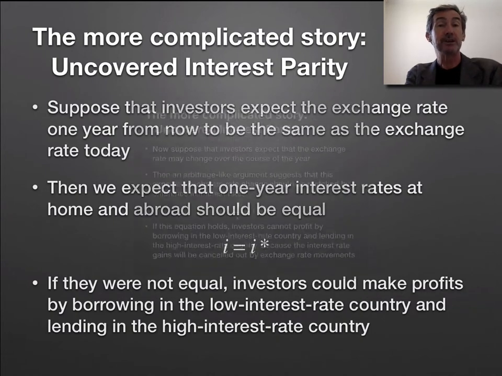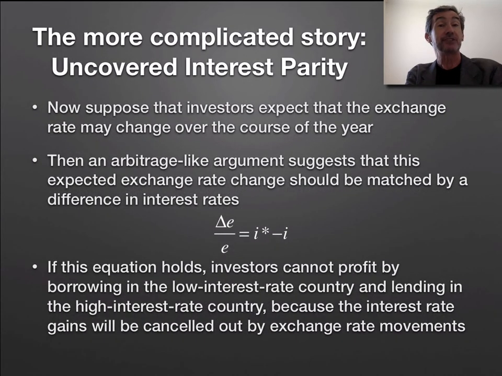It's a little bit more complicated if we think that the exchange rate might change over the course of the year. Then we've got an arbitrage-like argument that suggests that an expected change in the exchange rate should be matched by a difference in interest rates, as set out in this equation. So in particular, if it looks like foreign interest rates are higher than domestic interest rates, then investors are going to expect an appreciation of the domestic currency.